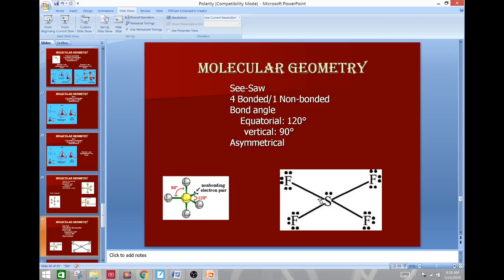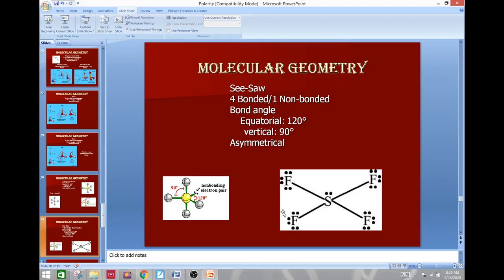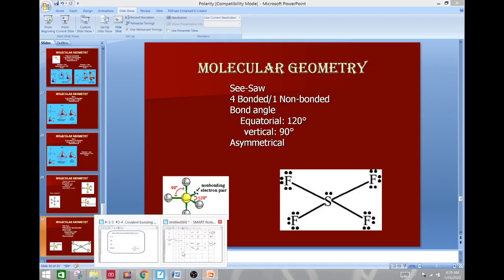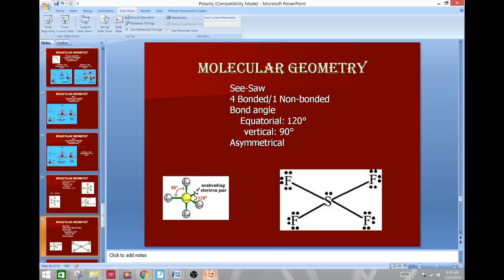Okay, now we lost one of them. We call this seesaw. Okay, let's see if we can get a shape moving for us here. Okay, any questions on that? Look at that. We have 1, 2, 3, 4, 5 electron domains, but one of them is missing. This is called seesaw. Five things and three of them.